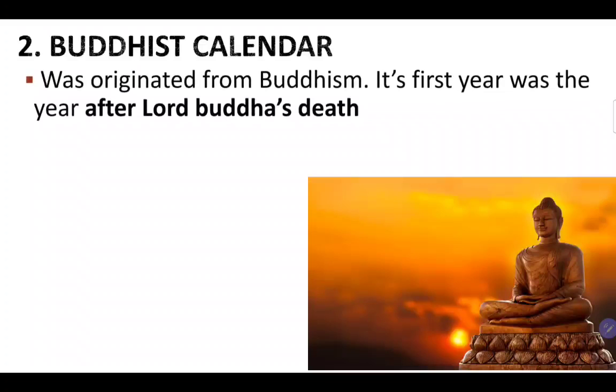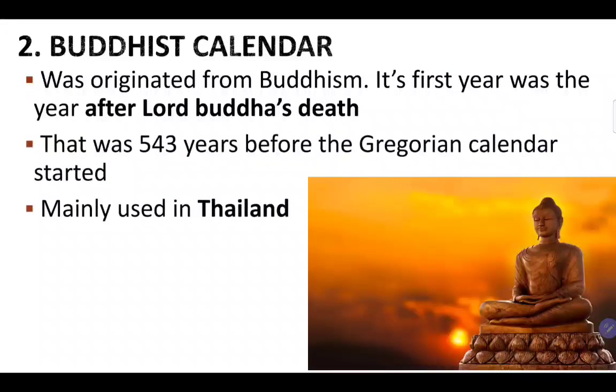The first year was the year after Lord Buddha's death. What was the first year in the Gregorian calendar? It was after Christ's birth, right? While here in the Buddhist calendar, the first year was after Lord Buddha's death. This was 543 years before the Gregorian calendar started. So the difference in years between the Gregorian calendar and the Buddhist calendar is 543 years.